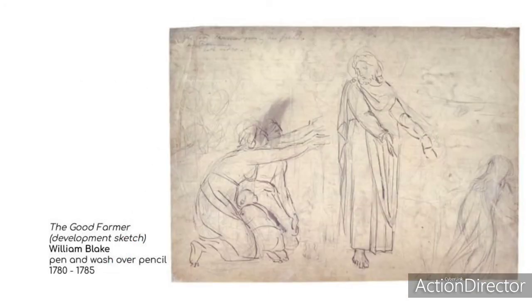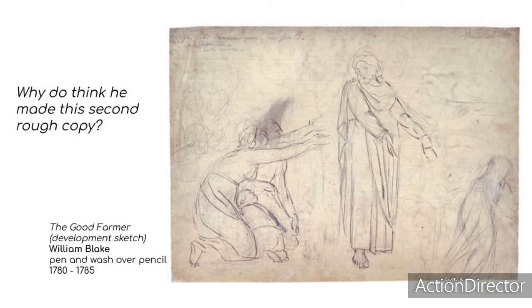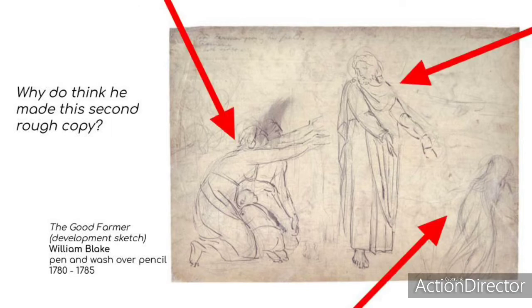Here's another development sketch of The Good Farmer. This one was also done in pen and wash over pencil. Why do you think he made this second rough copy? He wasn't satisfied with the position and details of these elements, and therefore redrew them to his satisfaction.